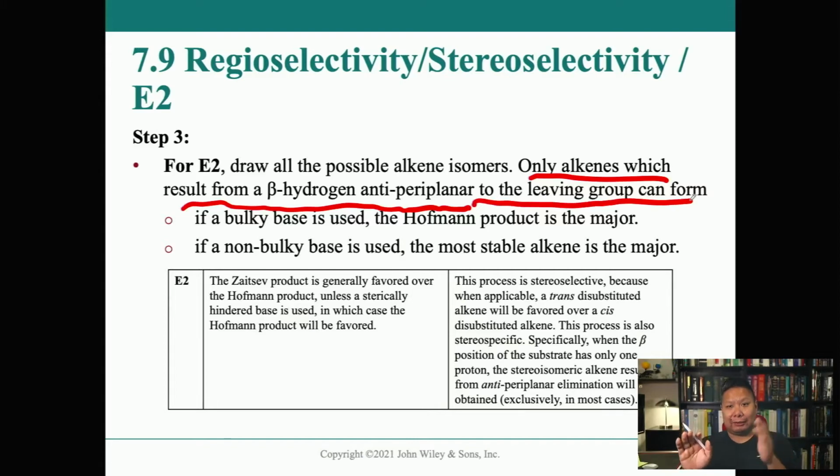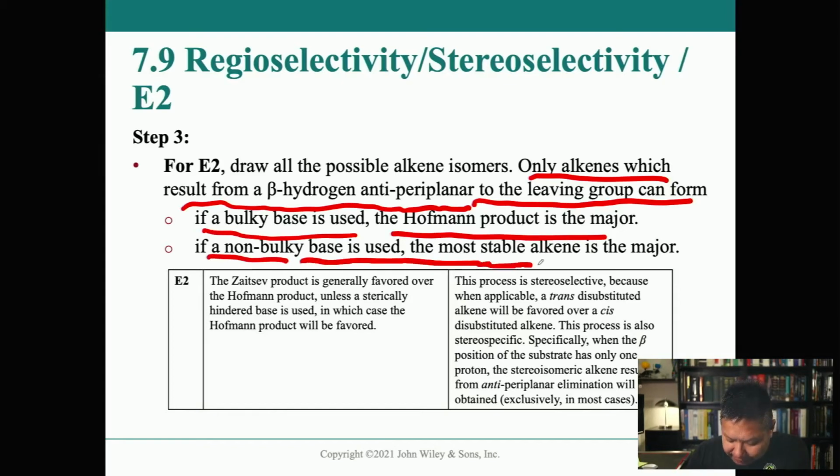So anti-periplanar means coplanar, like opposite each other. They have to be opposite each other. So either they're in line with the piece of paper, so that's opposite each other, or one is heading out of the paper and the other one's going into the paper. That's anti-periplanar. And then if a bulky base is used, the Hofmann product is the major product. And if it's a streamlined non-bulky base, then the most stable alkene is the major product. And if you recall, that was the Zaitsev product. And that's E2.